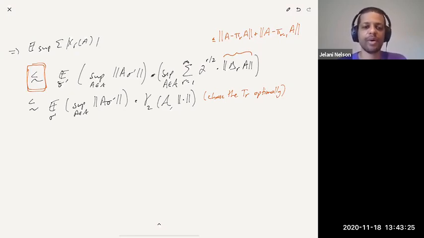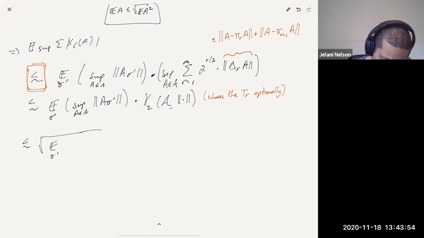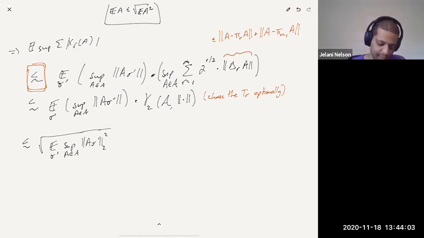And this is basically now where I want to pick up from, and we're going to finish this proof right here on this whiteboard. So how do you finish the proof? First, you just do some Cauchy-Schwarzing. Cauchy-Schwarz says the expectation of A is at most the square root of the expectation of A squared. So I'm going to do that here. This is at most the square root of the expectation over sigma prime of the sup over A of the L2 norm of A sigma prime squared, this is an L2 norm of a vector, times gamma 2.